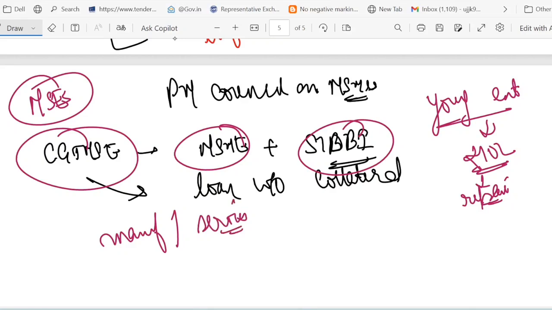So friends, always remember CGTMSE is like a safety net for the bank so that a small business can get loan easily without pledging the property.